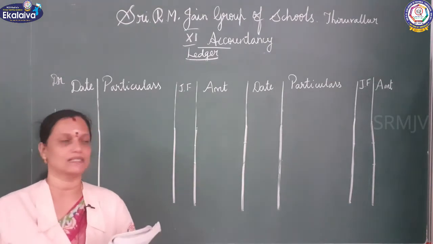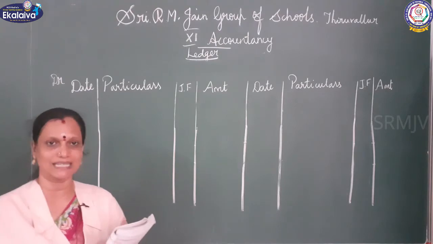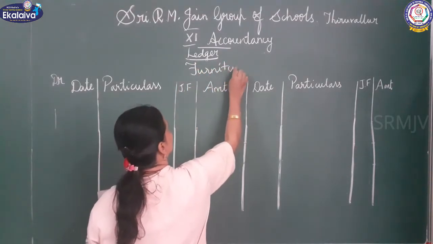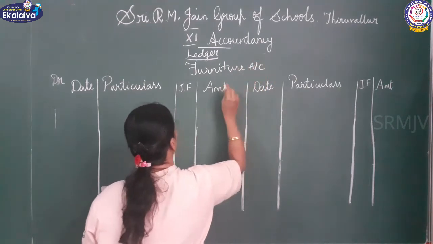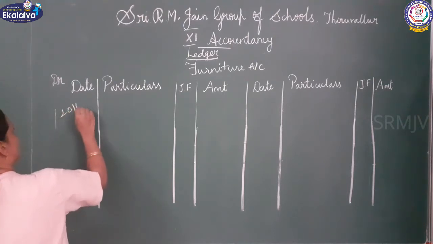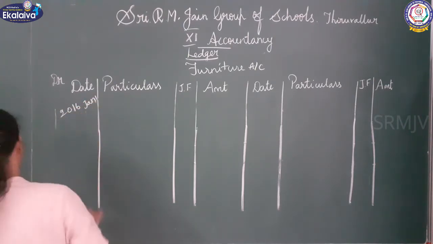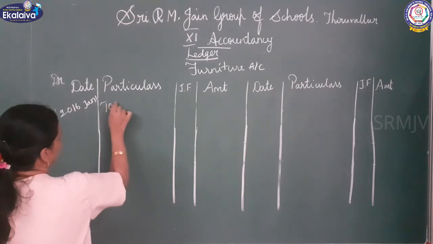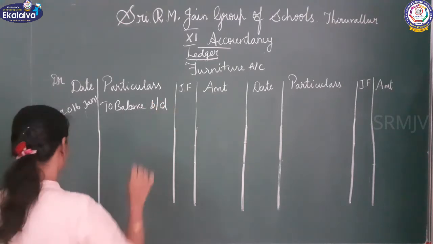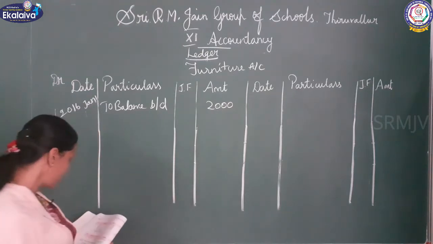First, opening balance. The furniture is a asset, so opening balance should be in debit side. Okay, furniture account, furniture is an asset, so opening balance should be in debit side. 2016 January 1st. Okay, so to balance brought down. Okay, brought down how much? 2000.